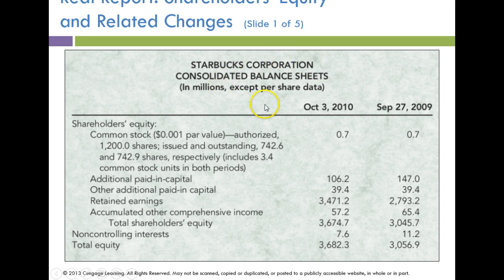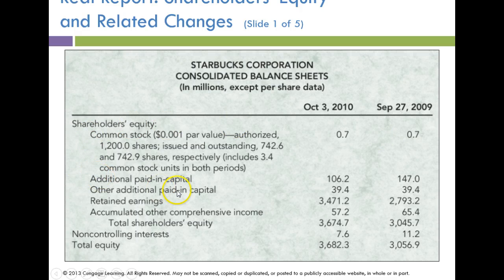Here's our balance sheet as it relates to our stockholders' equity section. We've got common stock, authorized, 1.2 million shares, issued and outstanding, 742 and 742.9 shares. So basically, this shows the common stock out there. It's only at 0.001 cent a par value. That's not much, is it?